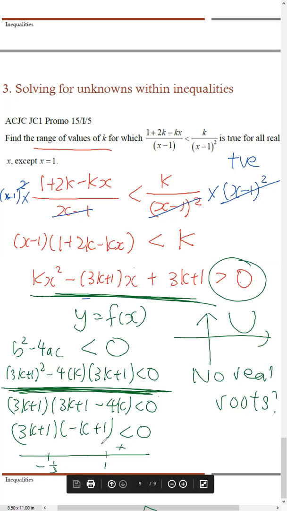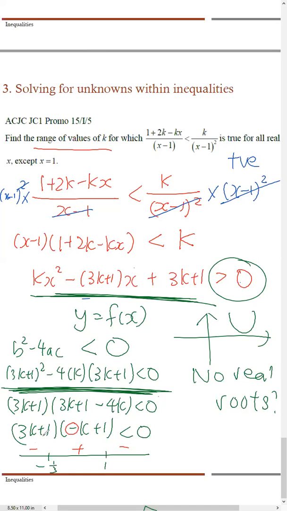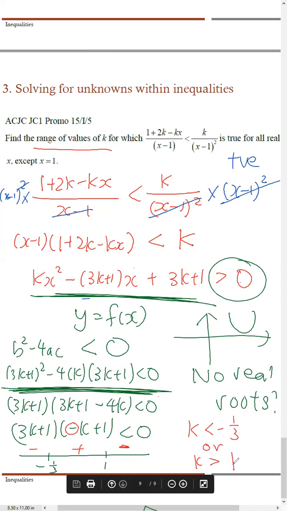Okay, so put in the test region: positive, negative, positive. All right, oops, let me take a look. Oh, sorry. If I put in a test region, this is not going to be like that, because of the negative here. So this should be negative, positive, negative. Okay, so I put in 10. 3 times 10 is 30. 30 plus 1 is 31. Minus 10 plus 1 is minus 9. So 31 times minus 9 is negative. So the first region starts off with negative. Okay, so what is the solution for k? k will be less than minus 1/3, or k must be more than 1.